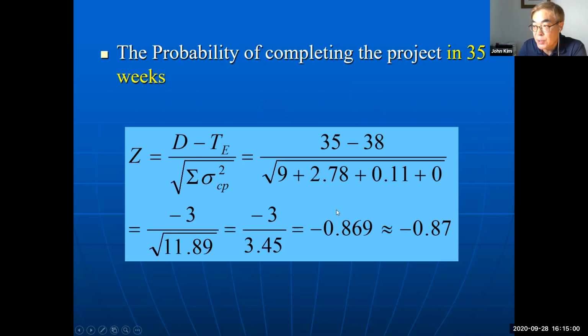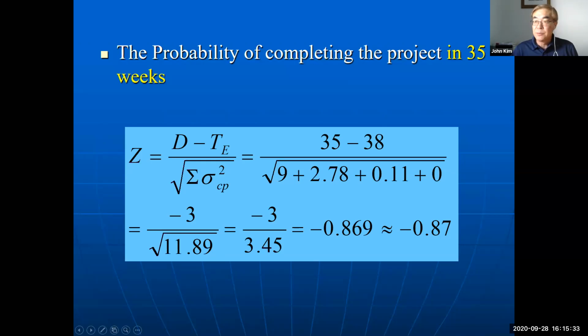So the result is negative 0.869. So round to two decimal points, because we will use the chart, and then we need 2 decimal points. So negative 0.87. This is the z-score. The z-score is like this.